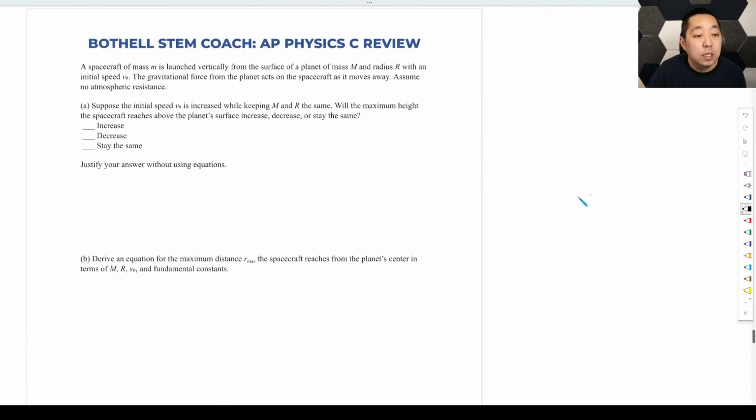Okay, let's do one with some planetary gravitation. If a spacecraft of mass m is launched vertically from the surface of a planet of mass m and radius r, with an initial speed v0, the gravitational force from the planet acts on the spacecraft as it moves away. So it's going to launch with some initial speed and head out, and then it's going to come back down because gravity is going to eventually pull it back. Assume the initial speed v0 is increased while keeping m and r the same. Will the maximum height of the spacecraft above the planet's surface increase, decrease, or stay the same?